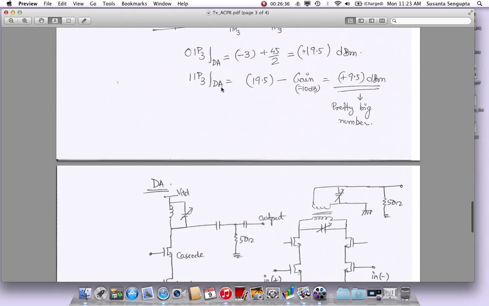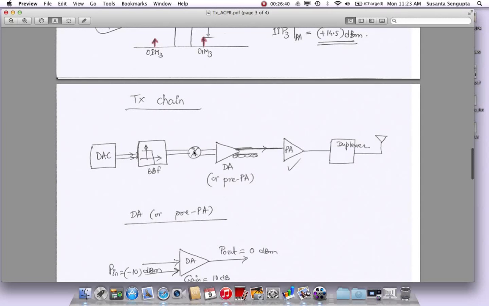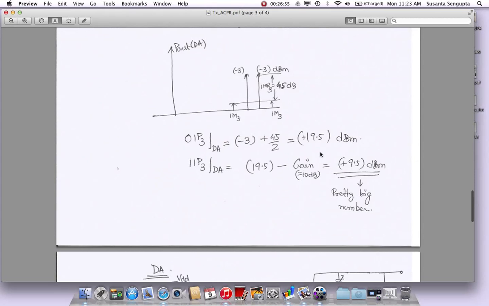Once you have done all this, then you can put this TX chain together. When you have done it for the DA, and for the mixer, BBF and all that, then you can actually simulate this whole chain with an actual OFDM signal at the input, and that would show you what the ACPR of the whole chain is. But we're not trying to do that to start with when we're trying to design the things.